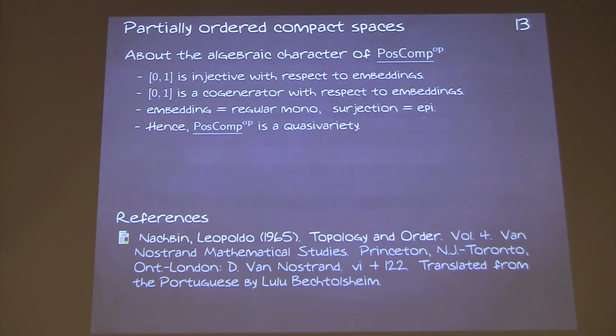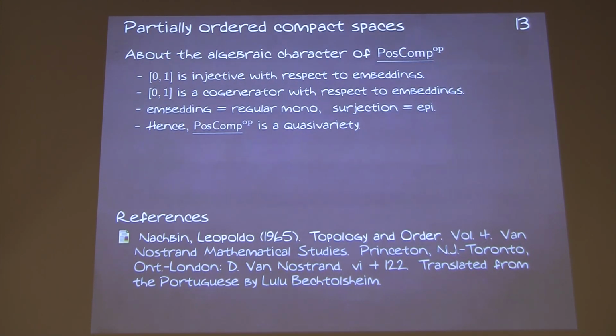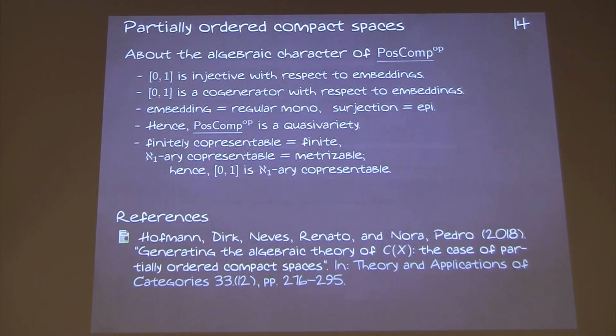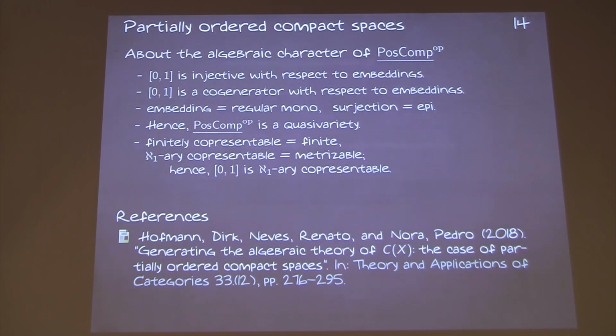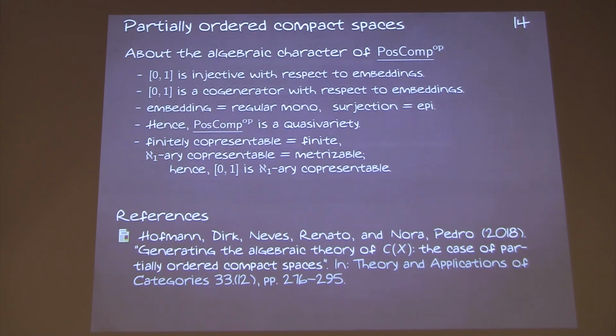This is essentially in the book of Nachbin. It's not finitary, it's countary variety. So, of course, in a later paper we could characterize the finite co-presentable objects, which are precisely the finite ones, and also the countably co-presentable objects, which are the traceable ones.